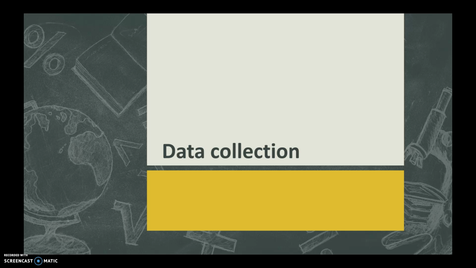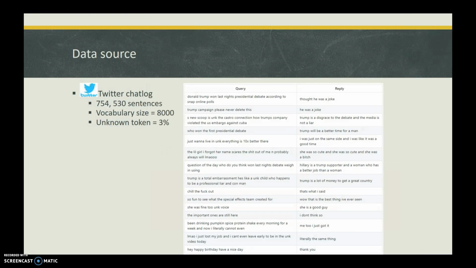The next part is data collection. This big project uses the data source of the Twitter chat log. There are more than 750,000 sentences in the Twitter chat log, and you can see the query and reply here for your reference. The vocabulary size is 8,000 and the unknown token is 3%. Unknown tokens means the possibility of seeing a word that you may know or may not know.